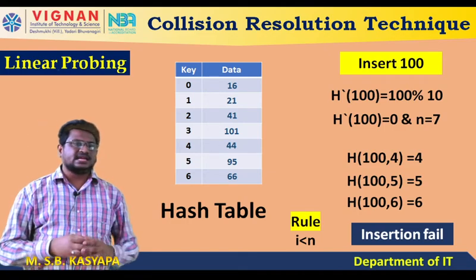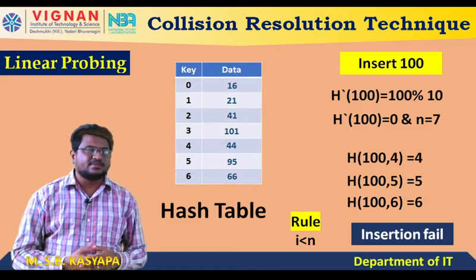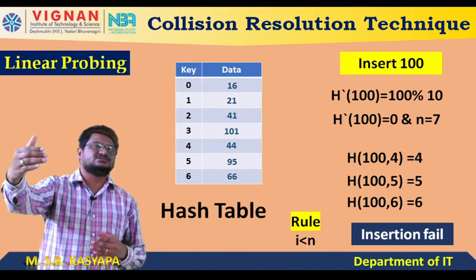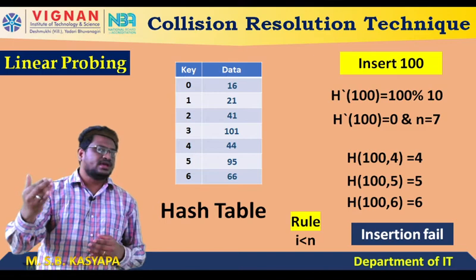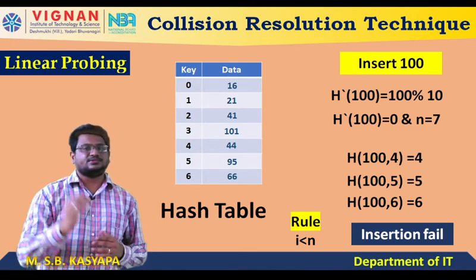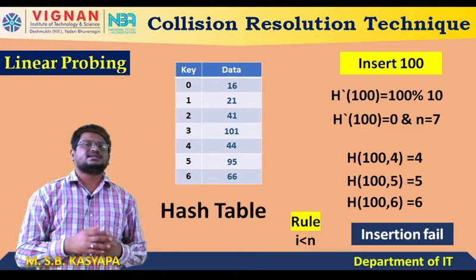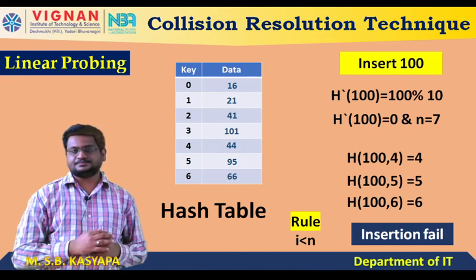So, like this I can increment a probing value up to n minus 1. Less than n means I can increment up to n minus 1. After that you can say the insertion has failed.